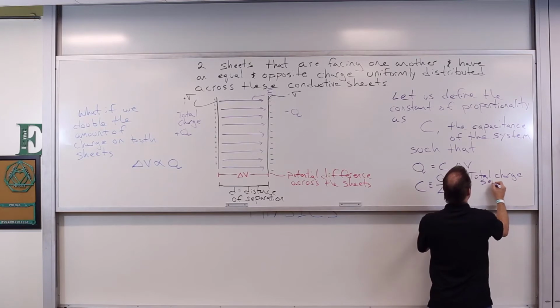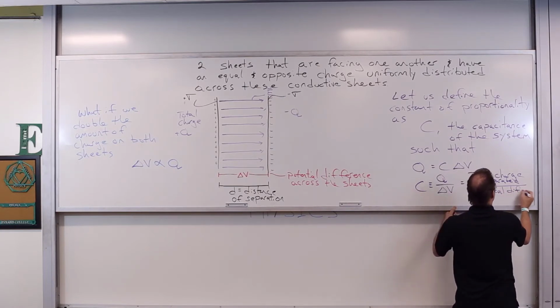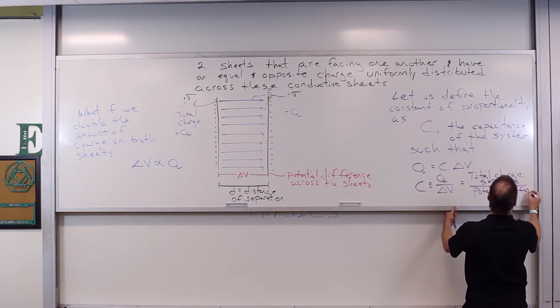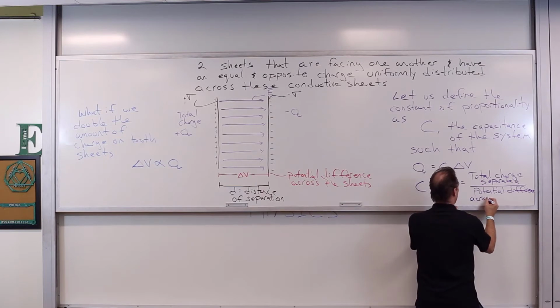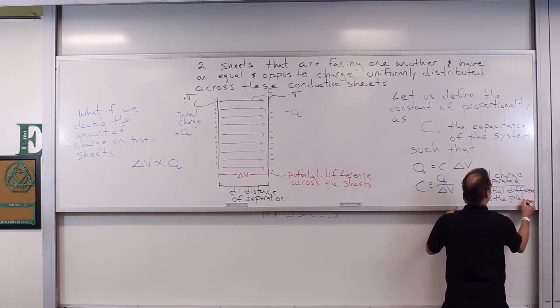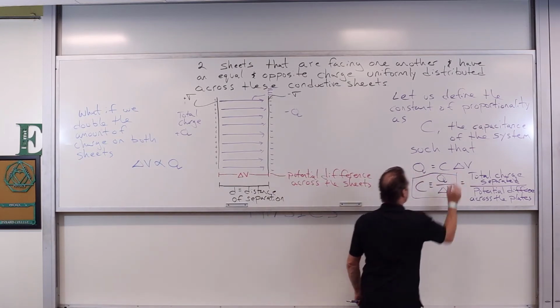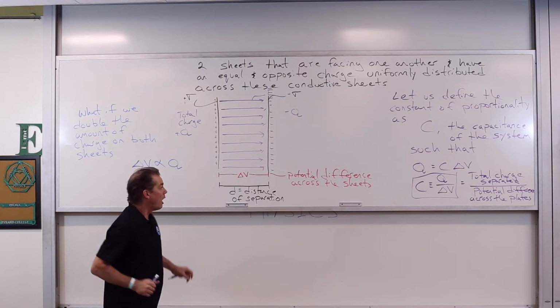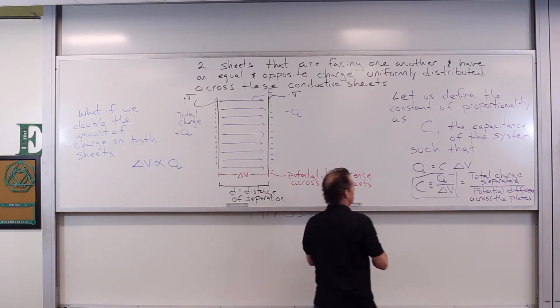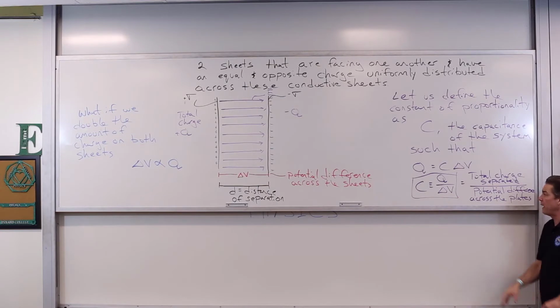Total charge separated divided by potential difference across the plates. So this is how we define this constant of proportionality. The ratio of the charge that's been separated divided by the potential difference across the plates defines the capacitance of the system. So we're just defining something else.